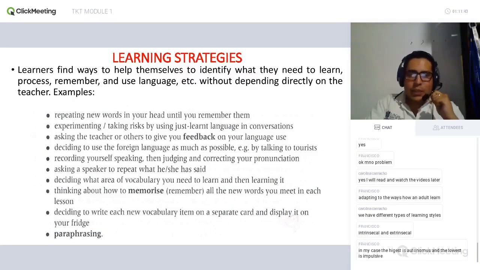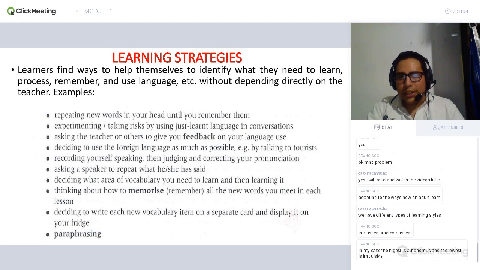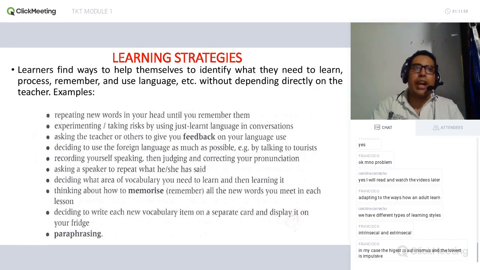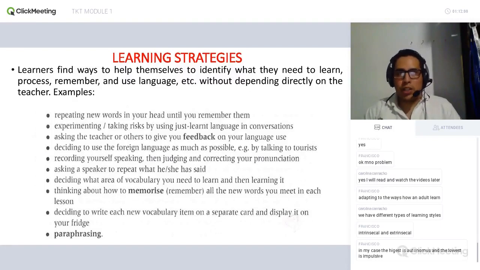Asking a speaker to repeat what he or she has said. Okay, so just repeat one more time. Deciding what area or vocabulary you need to learn and then learn it. Okay, so for example, there are many students that say, teacher, today I want to learn about phrasal verbs. And now I want you to teach us about vocabulary with animals, especially if they are children, right? Those basic with pictures and so on.